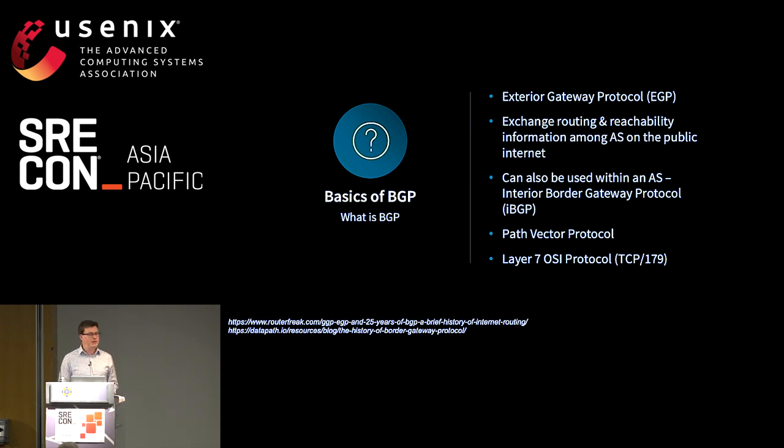Probably most importantly, BGP is a path vector protocol, meaning that the path information between a source and a destination is maintained and gets updated dynamically. And following on from Dinesh's talk, BGP is a layer 7 OSI protocol, and it's the only layer 7 routing protocol. Most of the others are done on layer 3. So this is basically an actual application running on these routers exchanging information in a message bus kind of format.